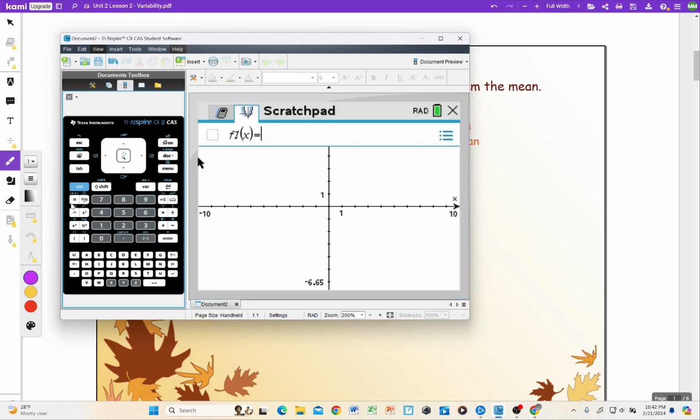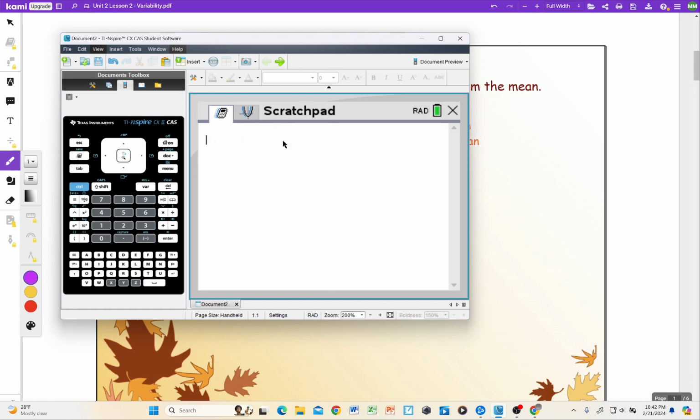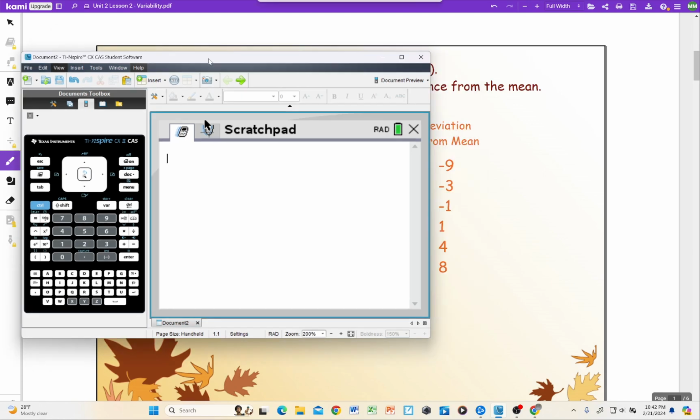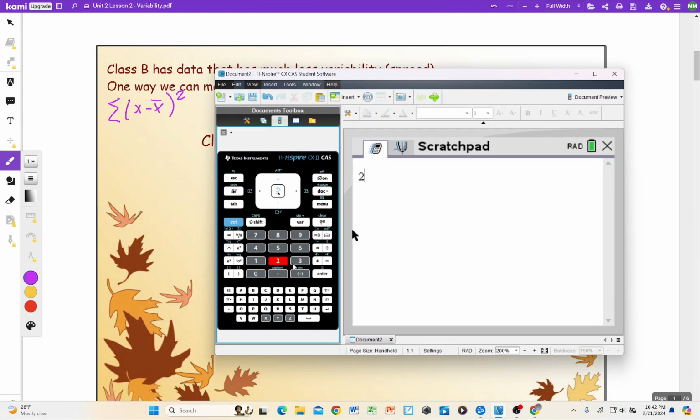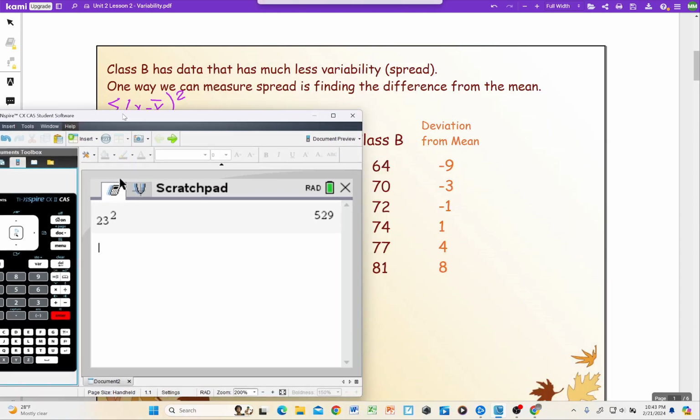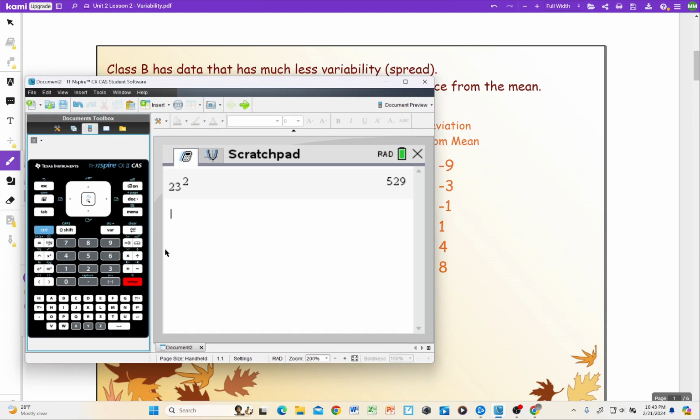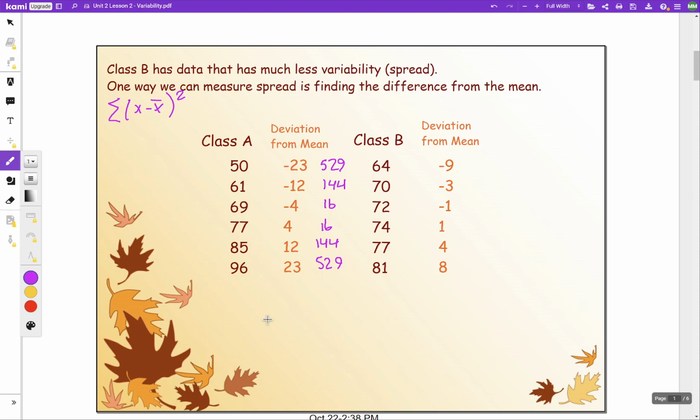So I'm just going to hit my calculation button. There we go. You hit it once or twice to make sure it's set to calculator. So let's do 23 squared just to make sure. 529. Okay, I did that right. So let's add all that up. So it's 529 plus 144 plus 16, and then we're going to multiply by 2. 1378. So this adds up to 1378.